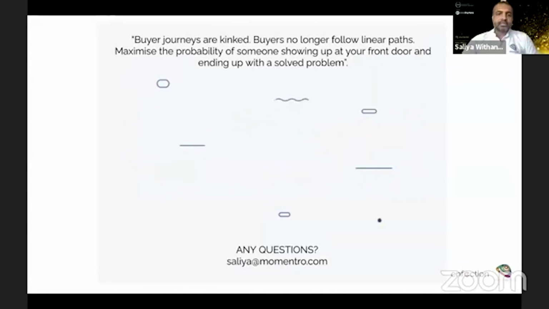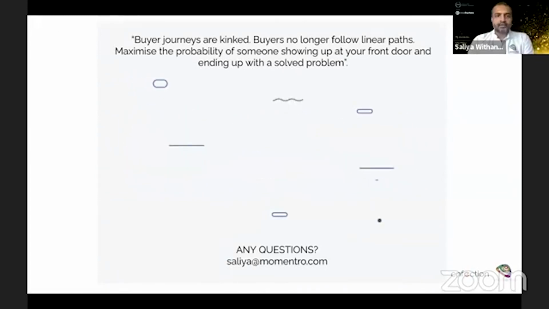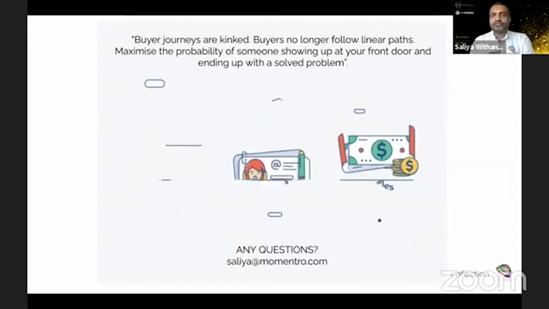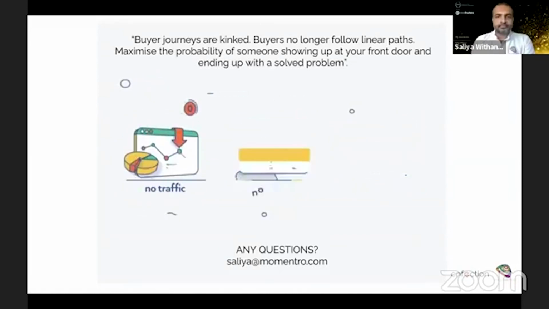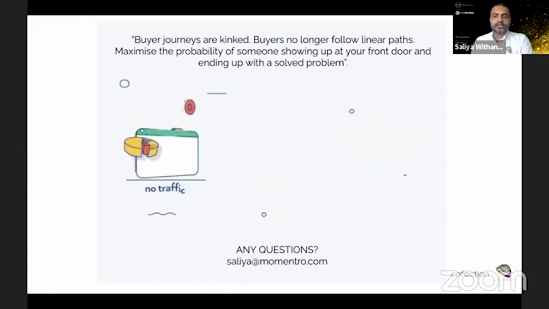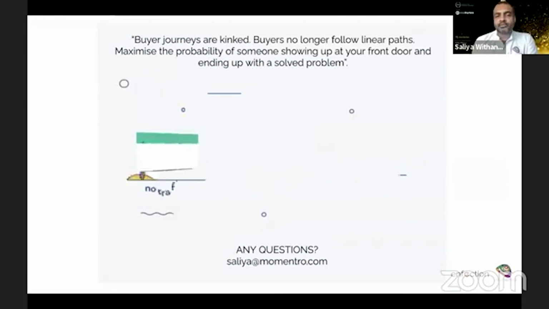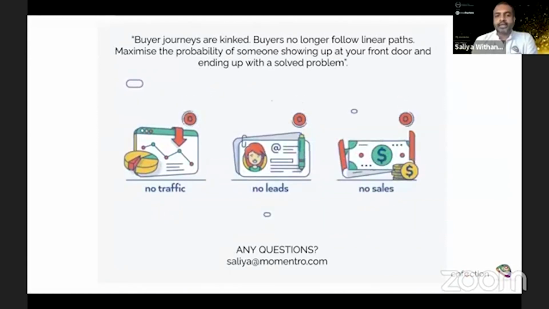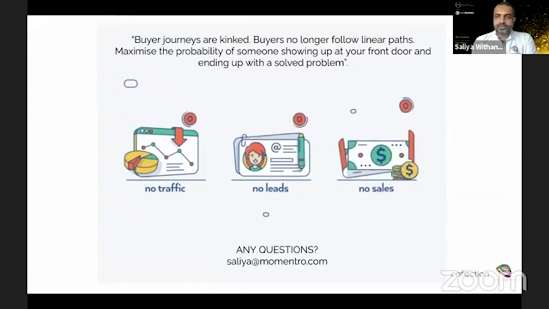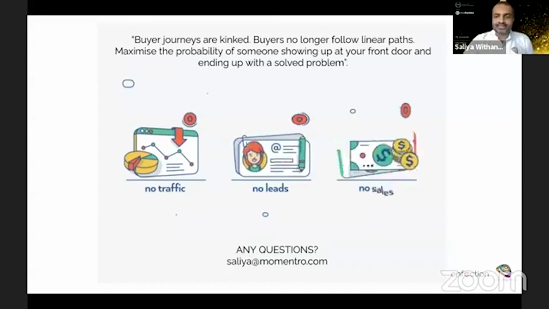So that's about it from me. I just want to leave a few thoughts before I go. Like I said, buyer journeys are kinked. They don't follow a linear path anymore, but we need to maximize the probability of someone showing up at our front door, and we need to maximize the probability of us ending up solving the problems they have. So that's it from me. If you have any questions, I'm more than happy to answer.